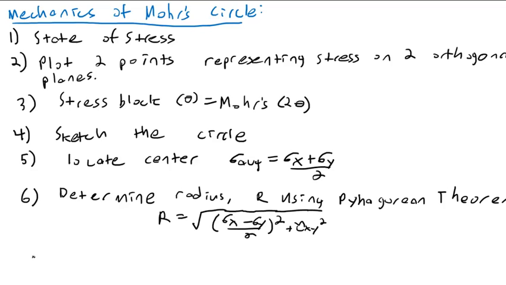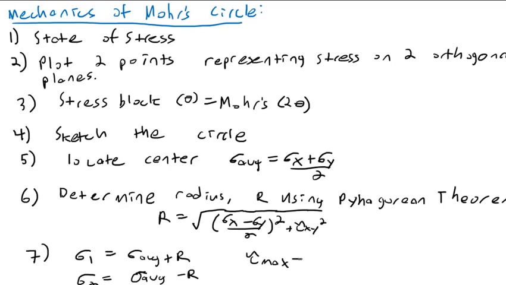And finally, seven, we can get our principal stresses. Sigma 1 is going to be sigma average plus r, and don't worry, I'll work through some examples of all this. This may seem like total nonsense, but we'll get it, don't worry. Sigma 2 is sigma average minus r, and tau max is equal to r. All right, questions on that so far? Okay, good.